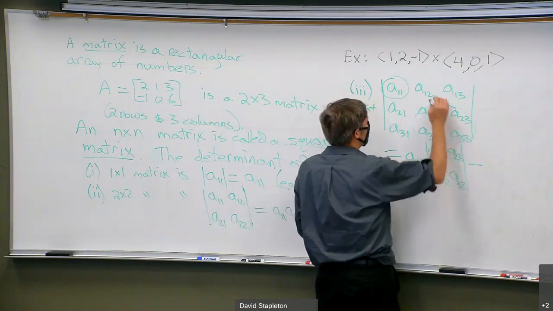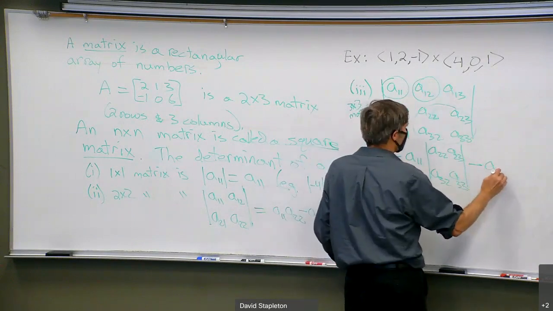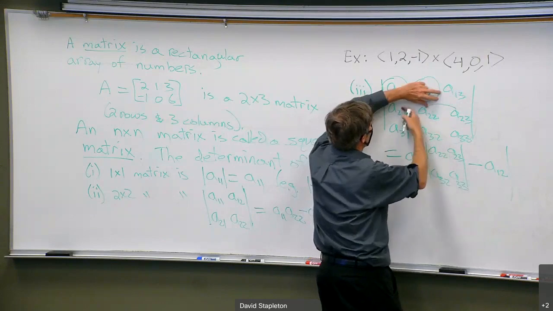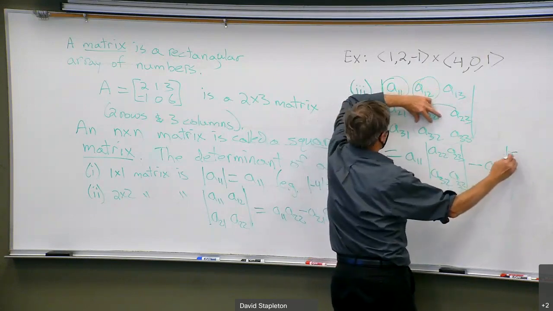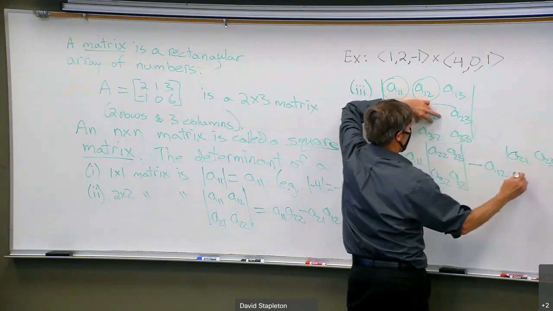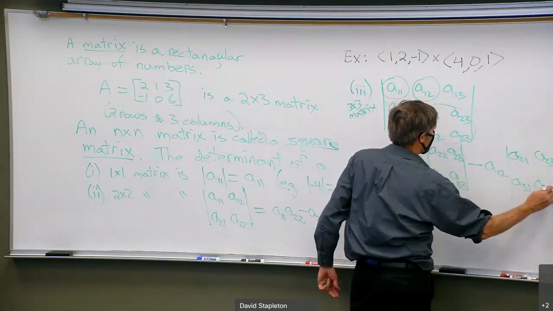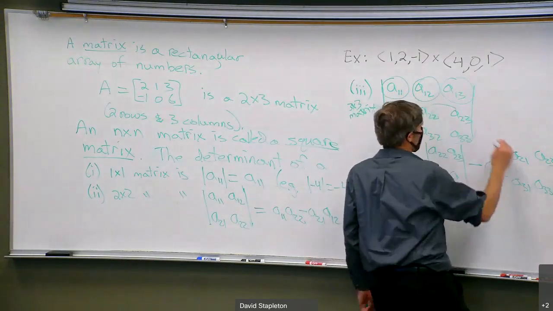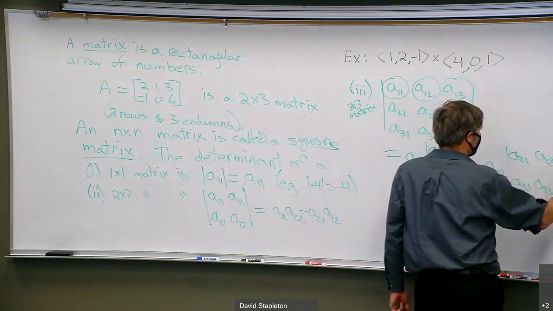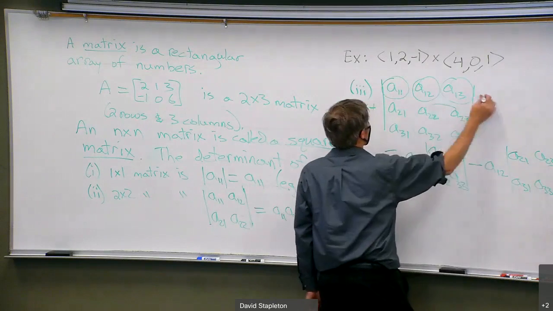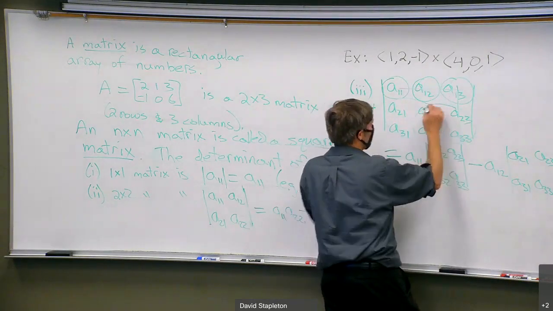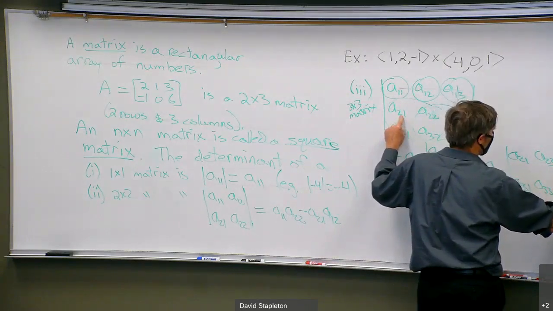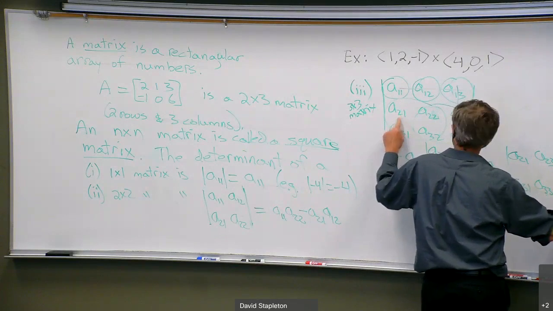And then you subtract the next element in the first row, A12, and you multiply it by the determinant gotten by wiping out its row and column. So it's these two and these two: A21, A23, A31, A33. Then you add the last element of the first row, A13, times the 2 by 2 determinant gotten by wiping out its row and column to leave this part: A21, A22, A31, A32.